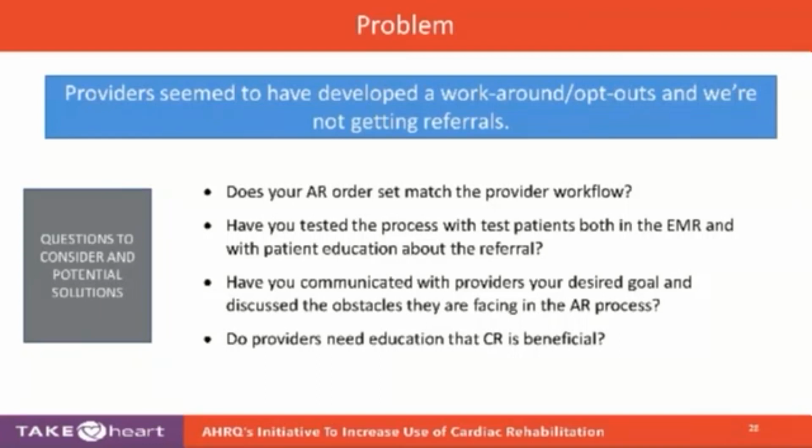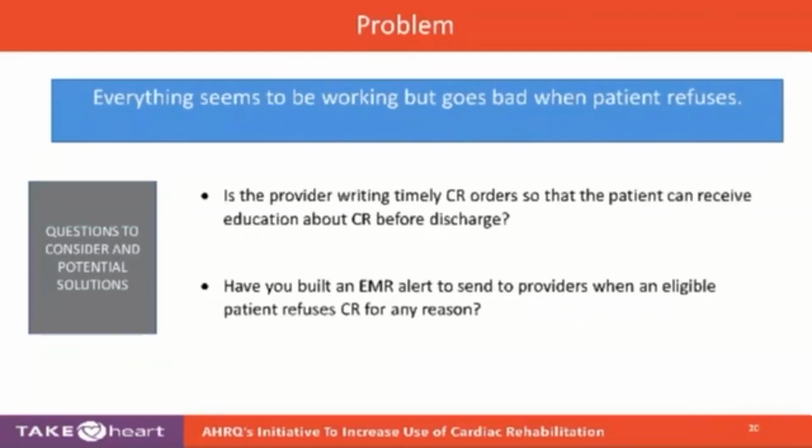All right, thanks very much. Let's go to this last problem. I'm sensitive to the time. Everything seems to be working fine, the patient's referred, but they just don't come.